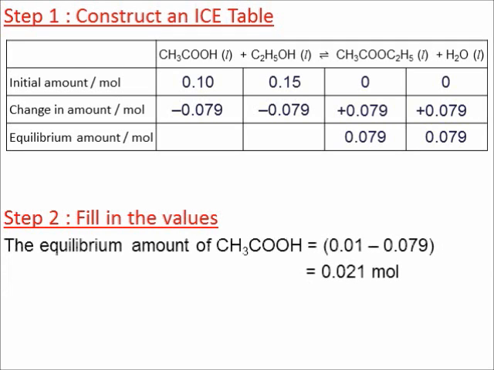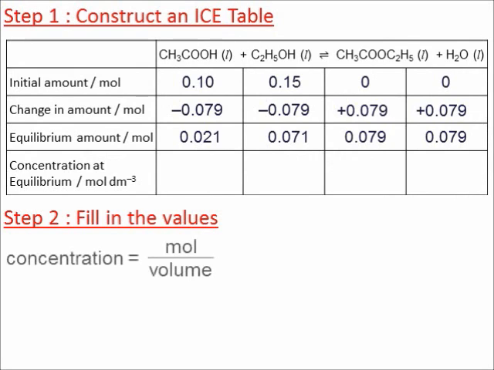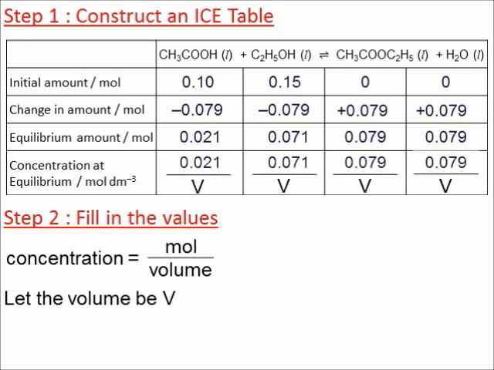The amounts of reactants remaining at equilibrium are therefore 0.021 moles and 0.071 moles for ethanoic acid and ethanol respectively. As the volume is not given, we make use of V in writing down the concentrations of the reactants and products at equilibrium.